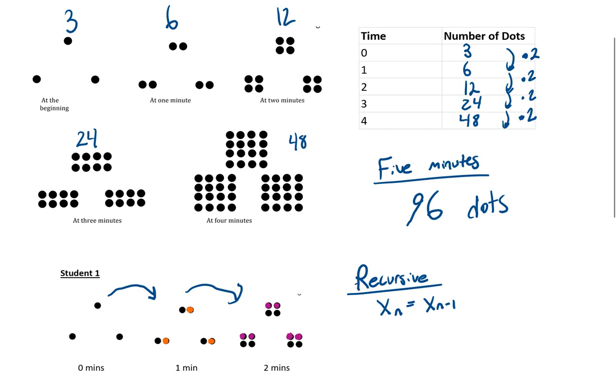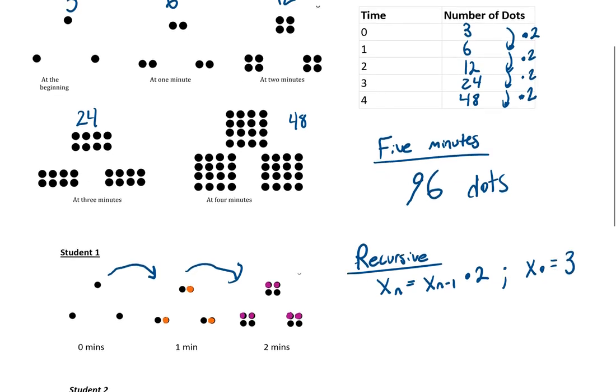Remember, that's just the algebraic way of saying the next number, for example the seventh number, comes from the sixth number. And what do we do to the sixth number to get to the seventh number? We multiply by 2, so times 2. Again, we need a starting point. So our starting point in this case was 3 dots, so x sub 0 equals 3 dots.